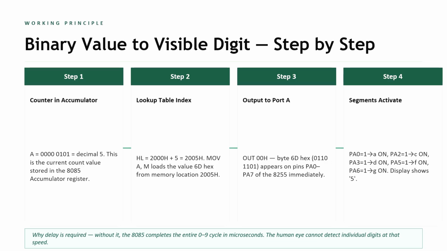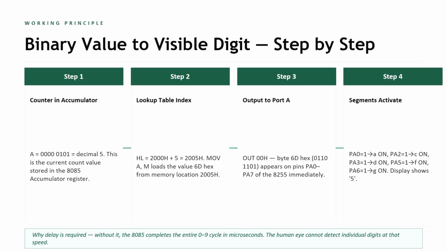Step 3, output. The segment code is shifted serially, bit by bit, through port B pin PB0 with clock pulses on PC0. This loads a shift register inside the display module. Step 4, segment active. The shift register drives the segment pins for 92H. Segments A, C, D, F, and G turn on. The display shows the digit 5.